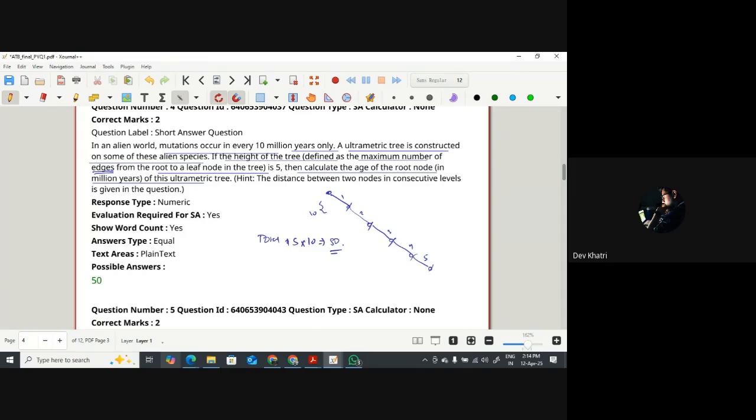Sir, how did you conclude that every mutation is taking 10 million years? From the question, it is given as 10. Okay.